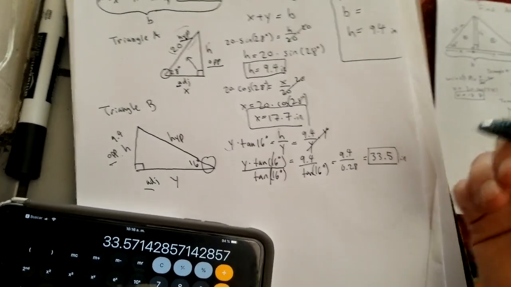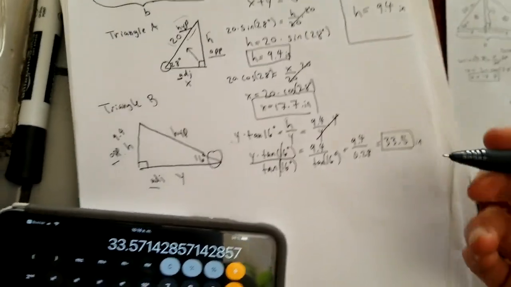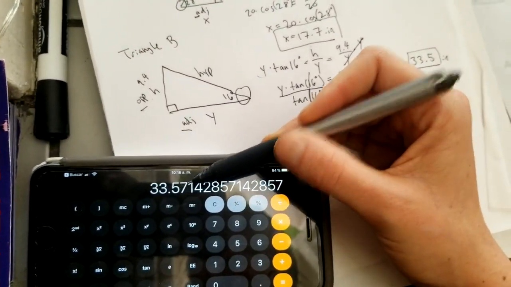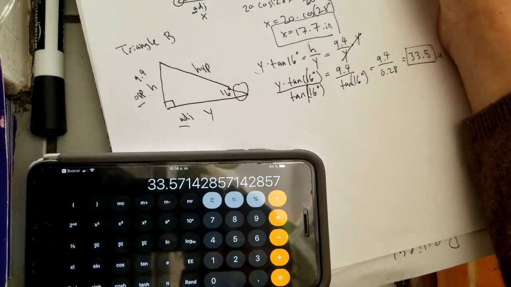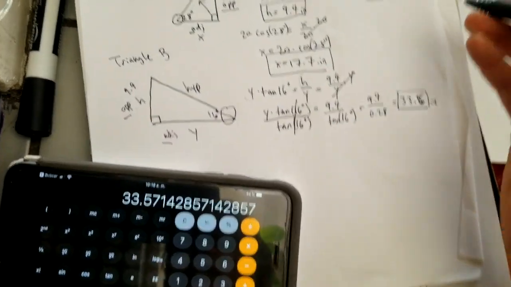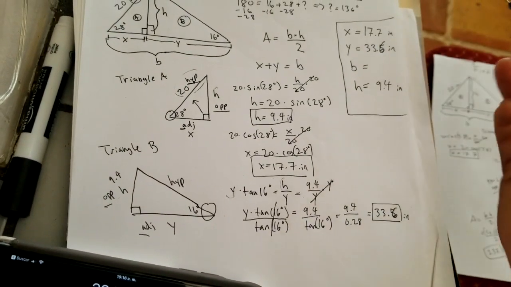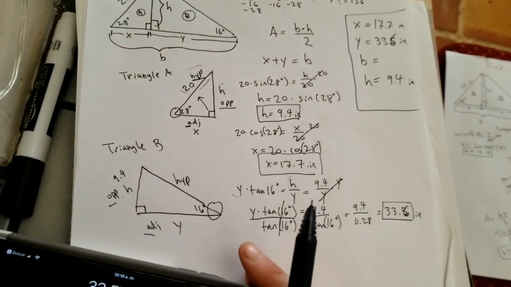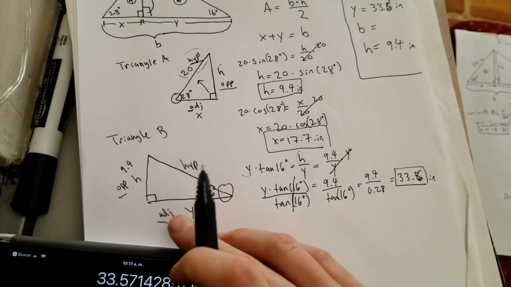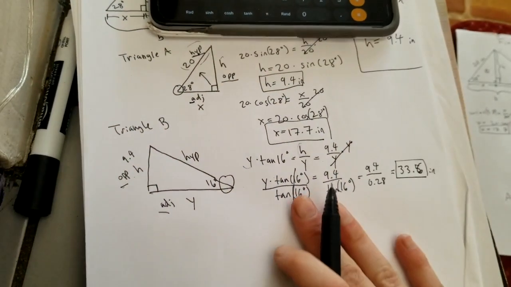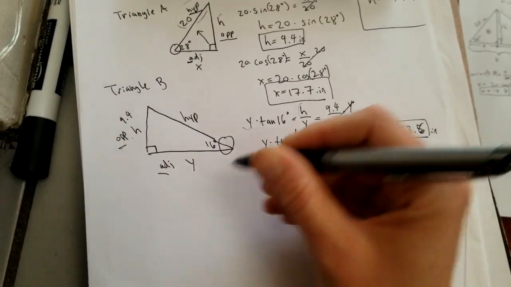And there's going to be some calculator error. Oh, excuse me. The 33.57 rounds to a 33.6. So there's going to be some calculator error. These aren't going to be totally on spot, but as long as they're within 1 or 2 inches of the real thing, that's totally fine. So now I know what x and y are.